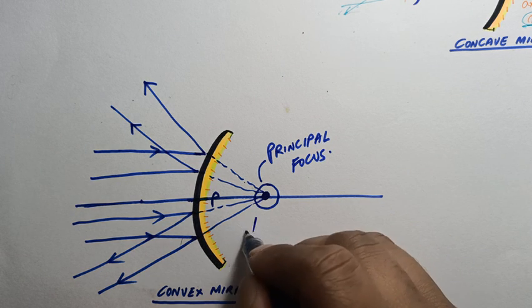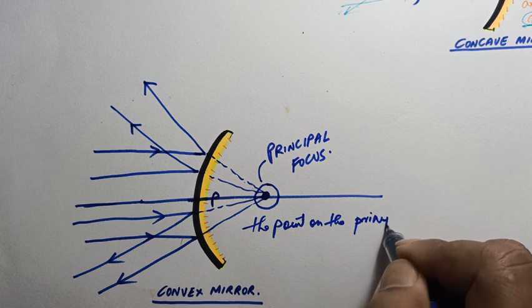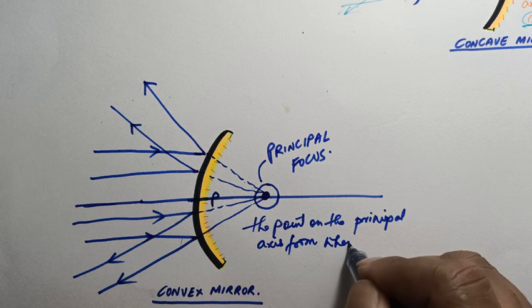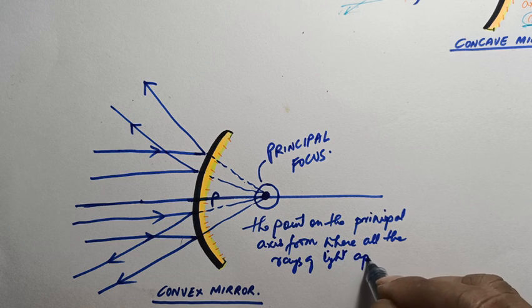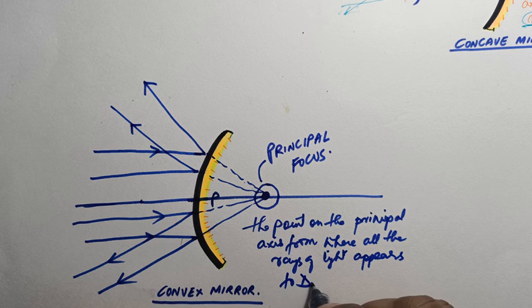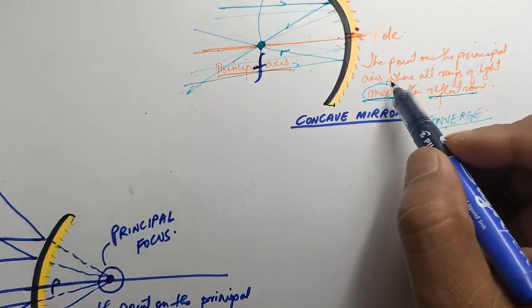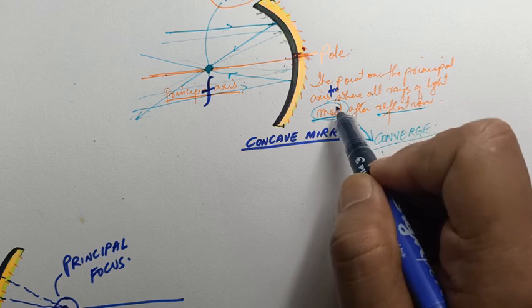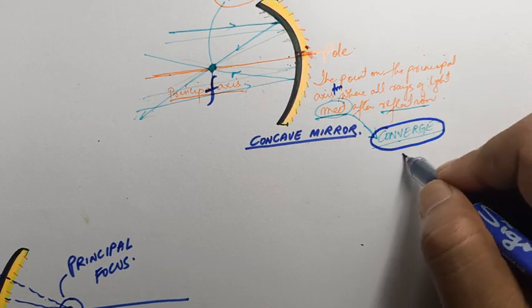Principal focus. The point on the principal axis from where all the rays of light appear to diverge. I hope you got the difference between concave and convex. Now just drawing a comparison. See, in case of concave mirror, the point on the principal axis where all the rays of light converge after reflection is called as principal focus.